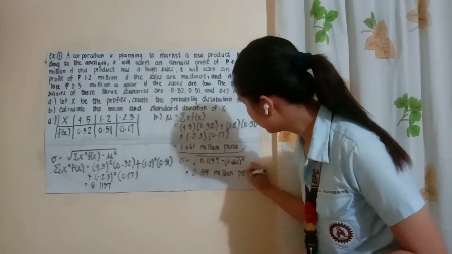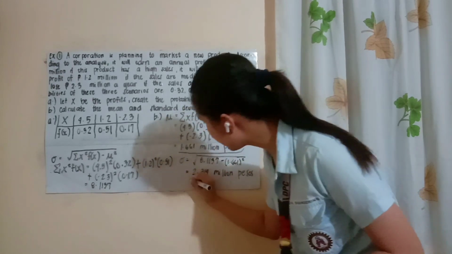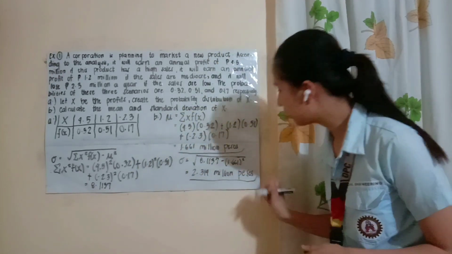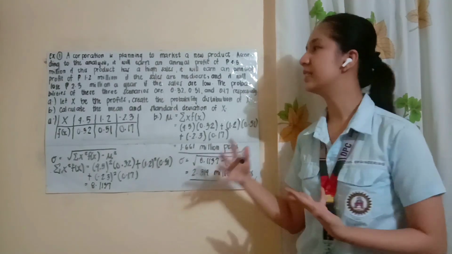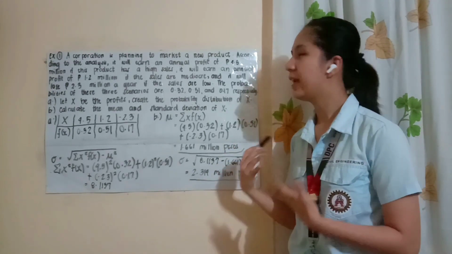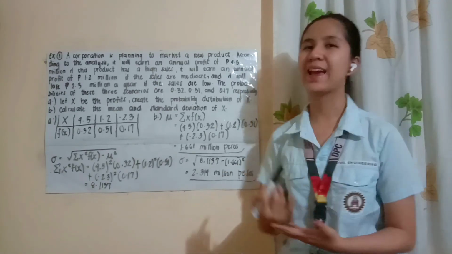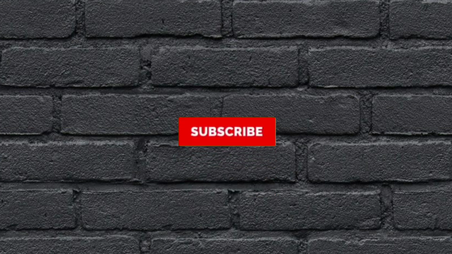So we now have the value for our mean, and this is our value for our standard deviation. That's how you solve for the mean and standard deviation of x. So, that's our example number 1.